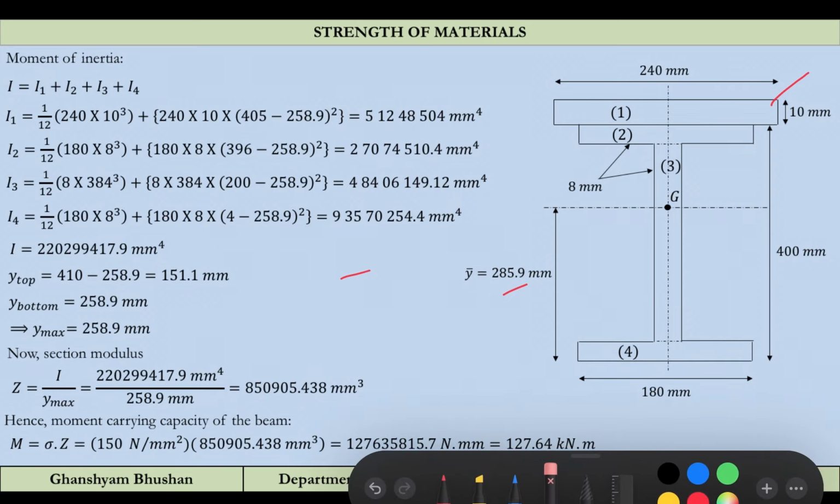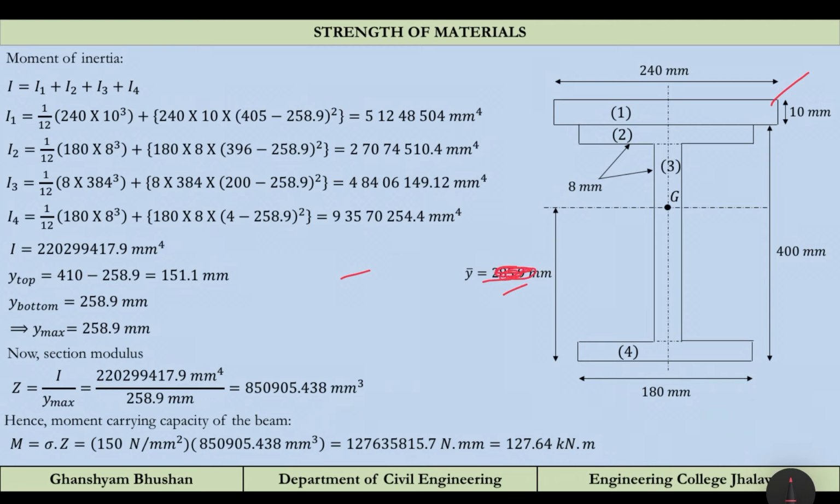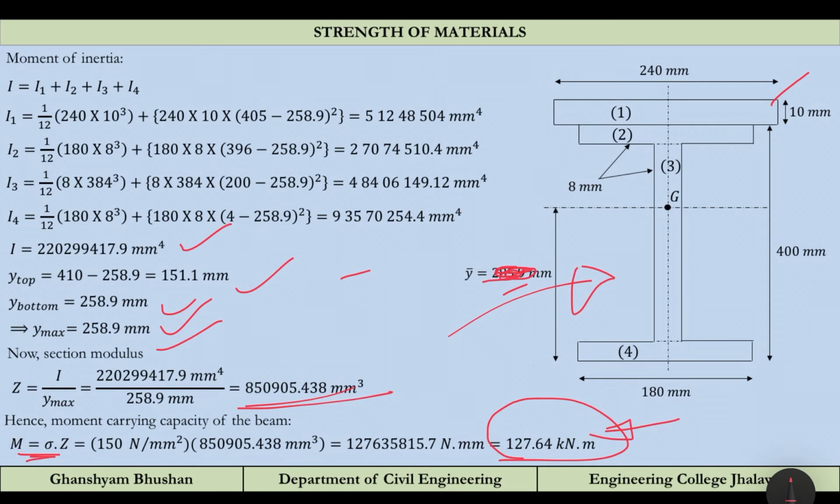So we have I as this. Y top is 151.1 and y bottom we have already calculated as 258.9, so y max will be 258.9. The section modulus corresponding to y max is coming out to be 8,50,905.438 mm cube. The moment carrying capacity will be M equals sigma into Z. Sigma is 150, Z we have calculated. So finally we have 127.64 kilonewton meter. This is the bending moment capacity of this particular beam.